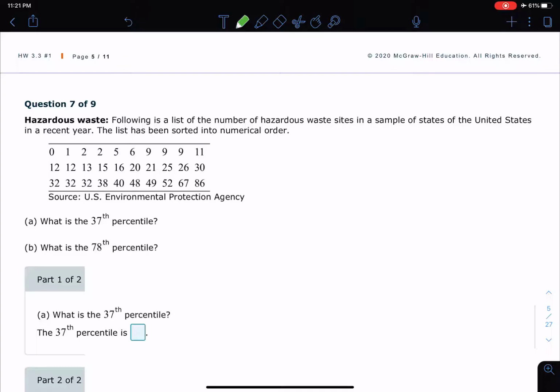Okay, so when we do this problem, we're going to have to, do we have it ordered? And yes, it is ordered. We do need to know how many pieces of data we have. I'm going to count it up. 1, 2, 3, 4, 5, 6, 7, 8, 9, 10. And then there's 3 rows, so that's 30. That means n equals 30, and when we're trying to find these percentiles.